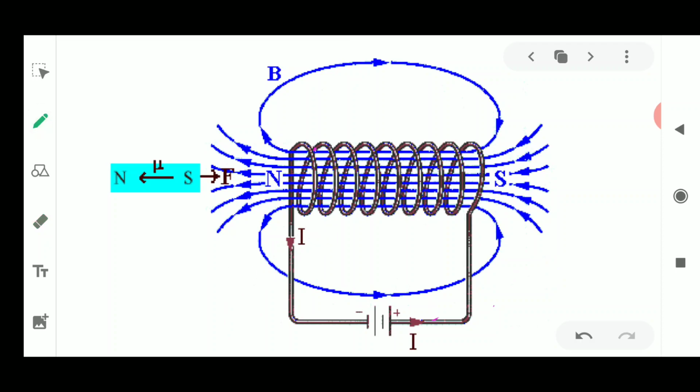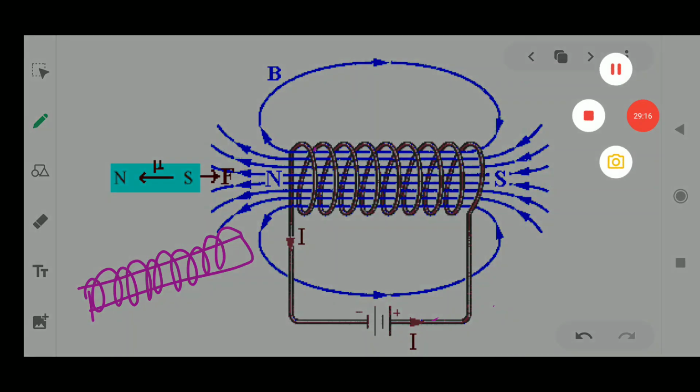Okay, so if the current carrying conductor, the solenoid, has a number of turns, and you are putting a certain iron piece inside it, it is also getting magnetized. So you can prepare electromagnets according to your wish, and various strengths of these electromagnets could be observed.